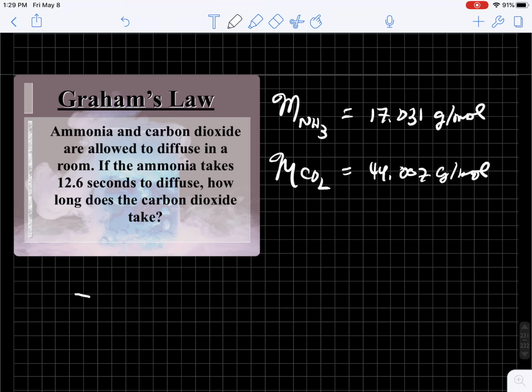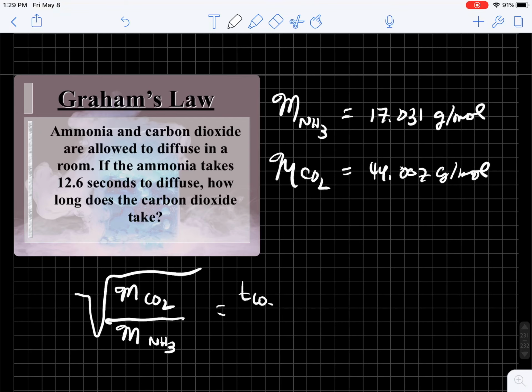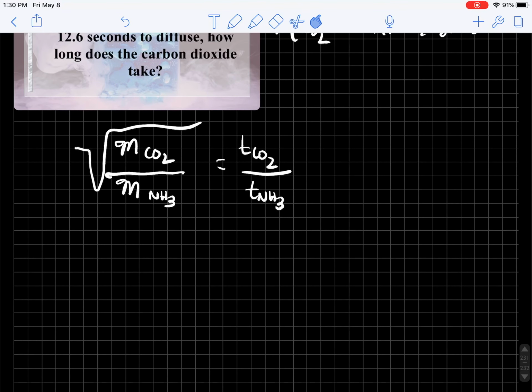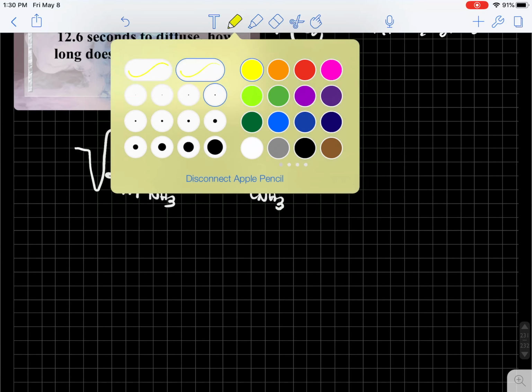44.007 grams per mole. Okay, great. So now we can set up this relationship. Molar mass of the heavier particle versus the molar mass of the ammonia. And we know that that's going to be equal to T2, which is the heavier particle. So the time for the carbon dioxide over the time for the ammonia. They're a direct proportion.